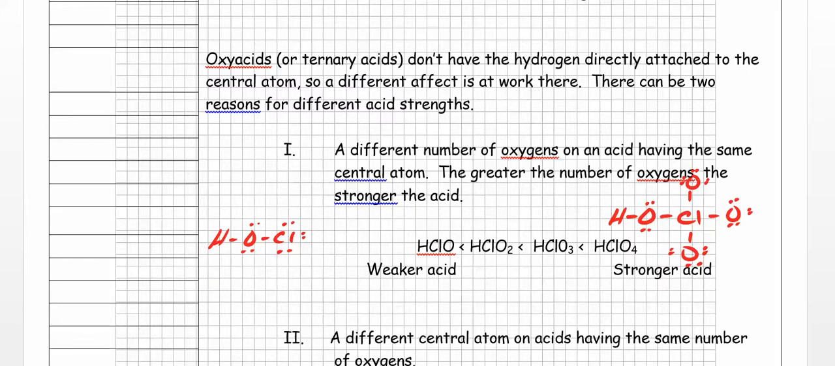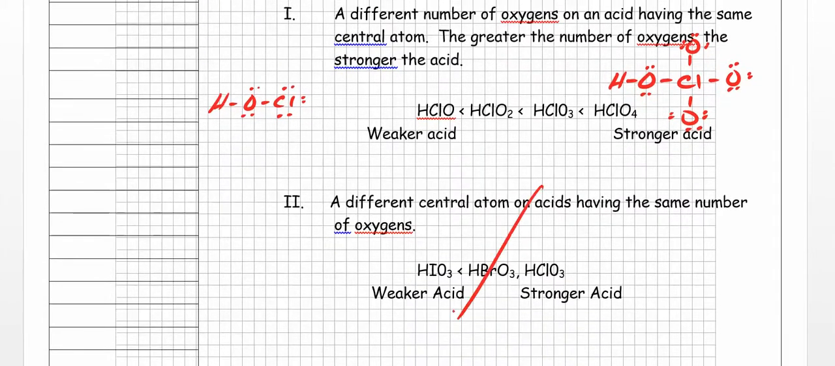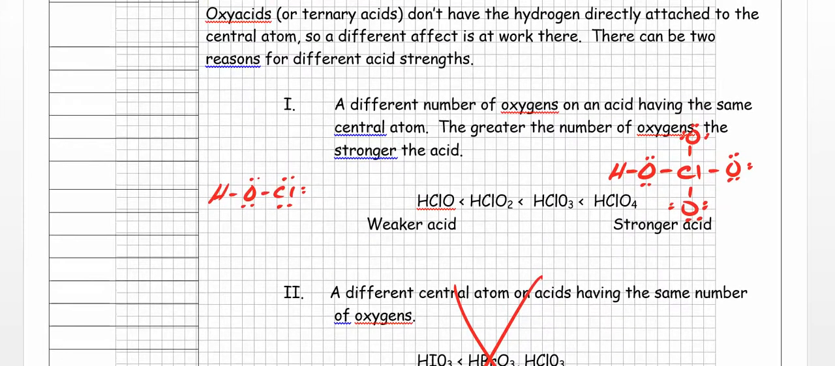So remember that oxyacids don't have the hydrogen directly attached to the central atom, so a different effect is at work here. There can be two reasons for the different acid strengths, so we're going to ignore the second one, by the way. Let me just cross that one out. We're not going to talk about this right now. But I do want to talk about this first reason, and I want you to understand why, for example, HClO is a weaker acid than HClO4.